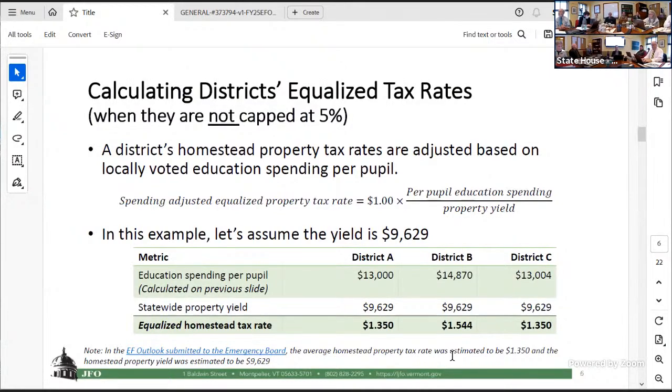Next, when calculating a district's equalized tax rates, we then divide the per pupil spending by the statewide property yield. We know that this is set annually by the General Assembly. It's the same across the state. And I've included here the statewide property yield that was presented to the emergency board.